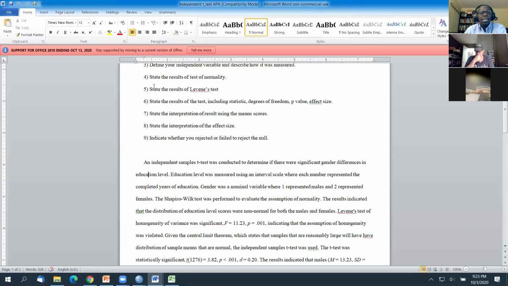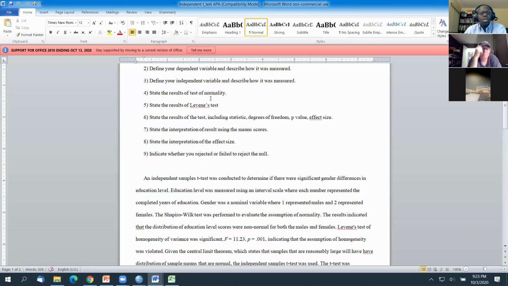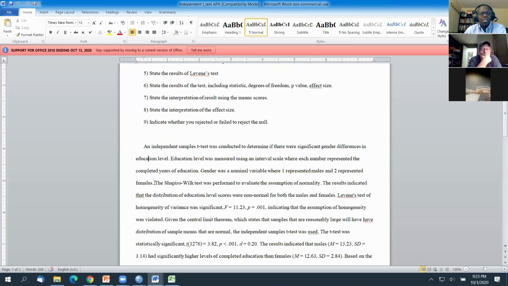And then the next thing it says, state the results of test of normality. It says the Shapiro-Wilk test was performed to evaluate the assumption of normality. The results indicated that the distribution of education level scores were non-normal for both males and females, right? Because remember, we saw that the bell-shaped curve for both of those didn't fit because it was very tall, and it had some scores that were distributed to the right. That's why it didn't fit the bell-shaped curve.